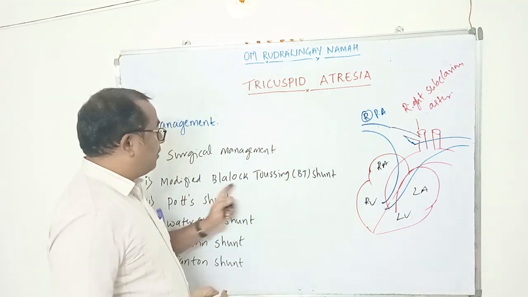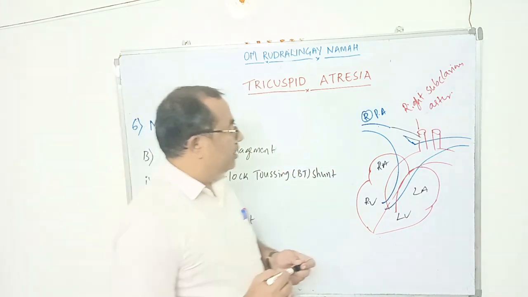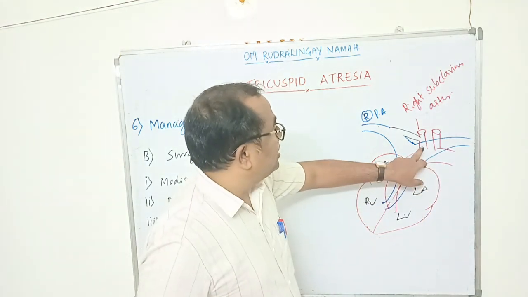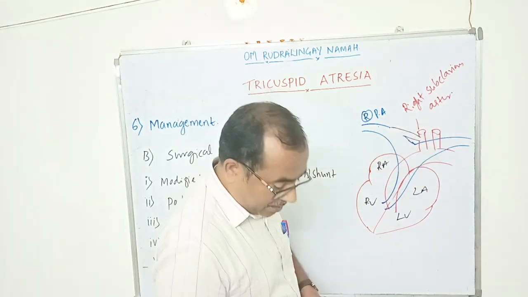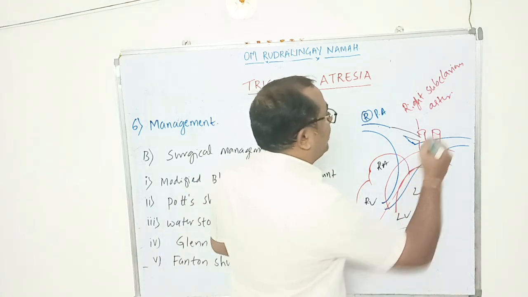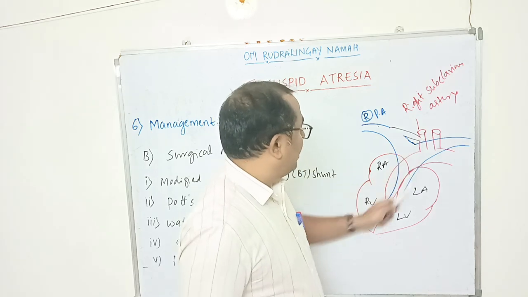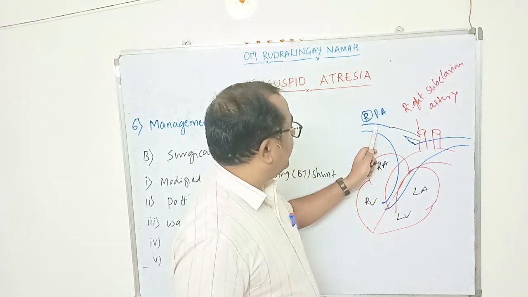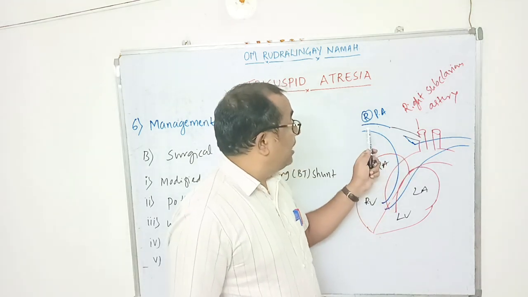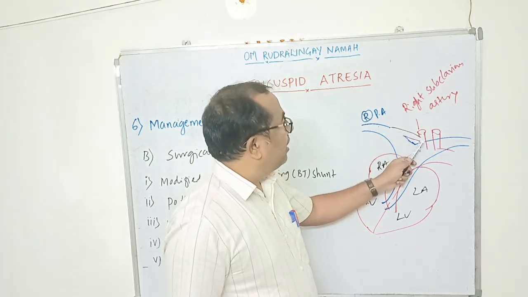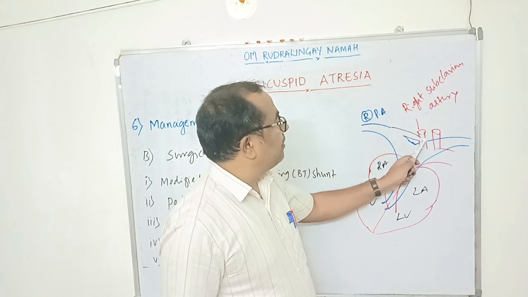So what you do in modified Blalock Taussig shunt? So here we have an aorta. The branches of aorta, this is subclavian artery. This is the right subclavian artery and this is the right pulmonary artery. So here the surgeon will artificially create a pathway between right pulmonary artery and right subclavian artery.